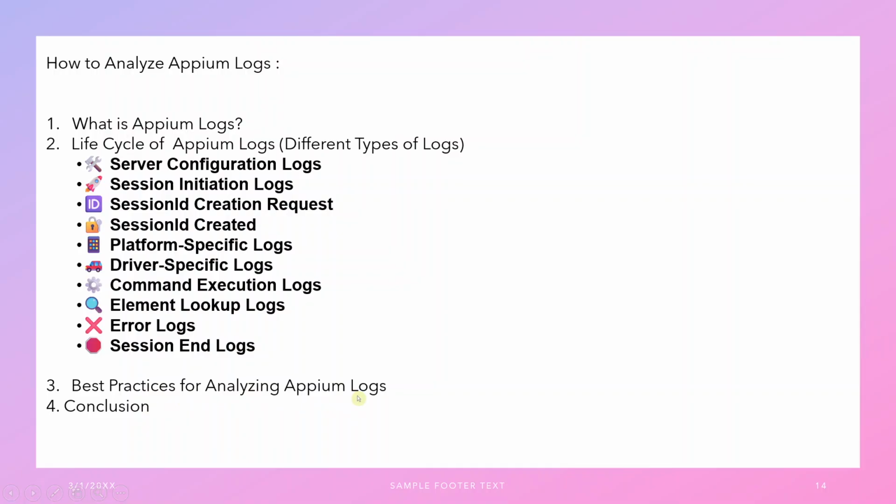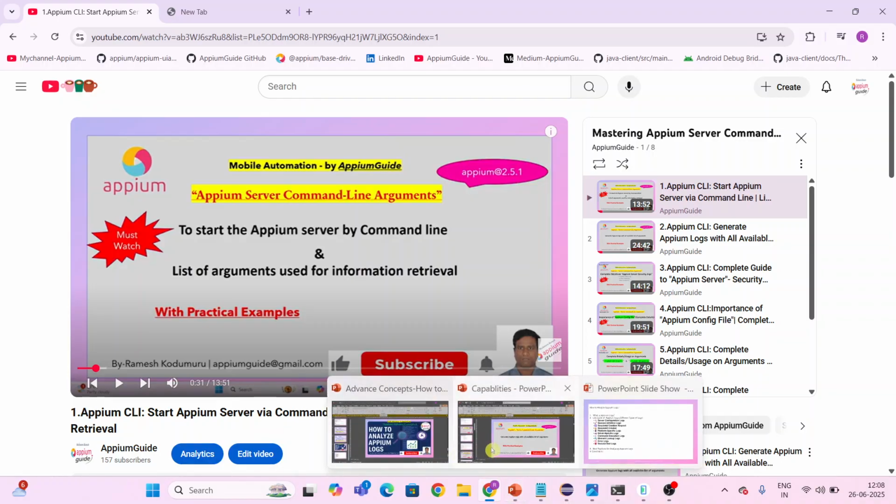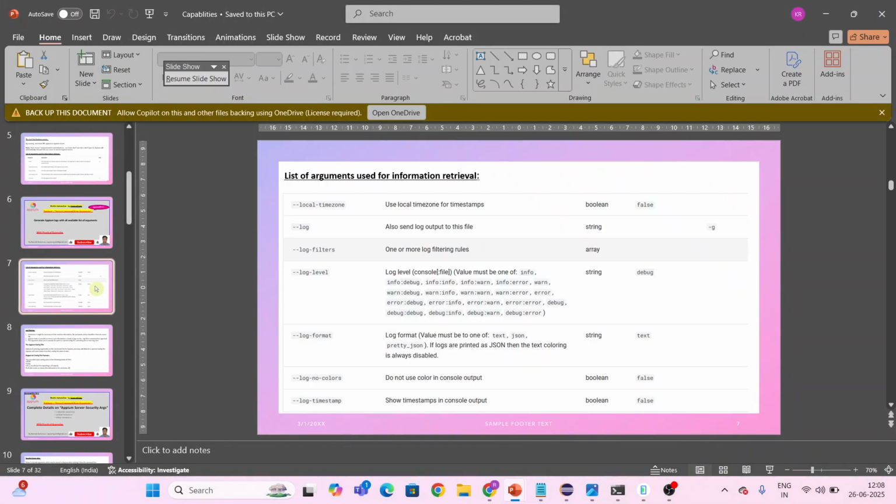About this one, I already made a video on this. Under the Appium server via command line, I am using a list of key arguments for information retrieval, meaning the logs here. Okay, if you see this PPT, if you want to generate a log, always generate a log with the timestamp. For generating the timestamp, I am using double hyphen log hyphen timestamp. Okay, if you use this argument, the Appium log is generated with the timestamp in the console output.